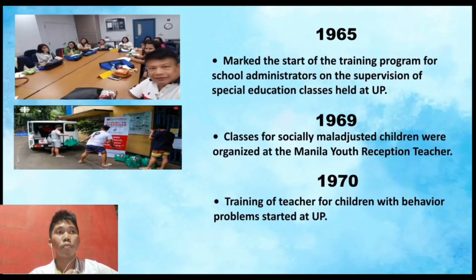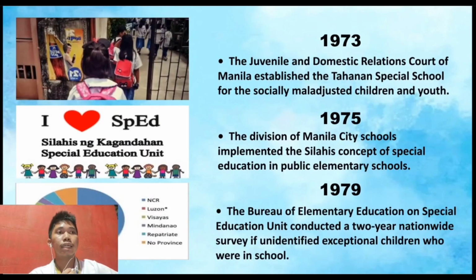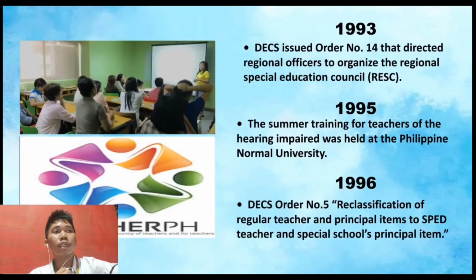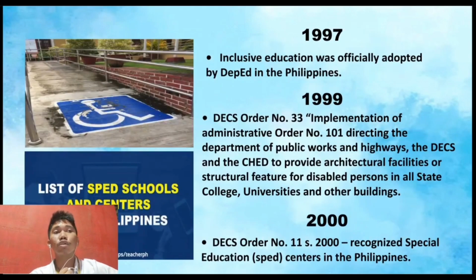In 1965 marked the start of the training program for school administrators under the supervision of special education classes held at UP. In 1979, the Bureau of Elementary Education and Special Education Unit conducted a two-year national survey for exceptional children in the school. In 1990, the Philippine Institute for the Deaf was established. In 1995, summer training for the hearing impaired teachers. In 1997, inclusive education was officially adopted by DepEd in the Philippines.